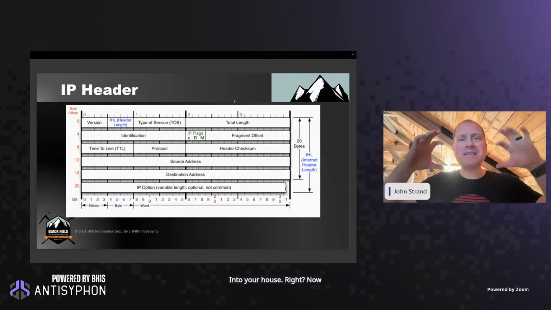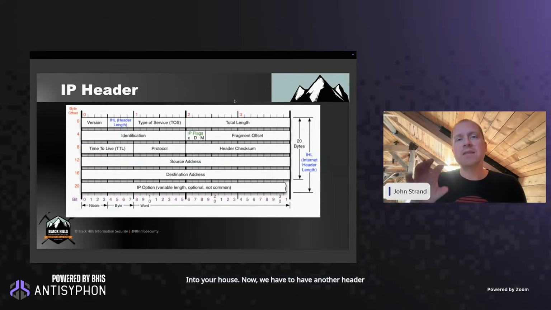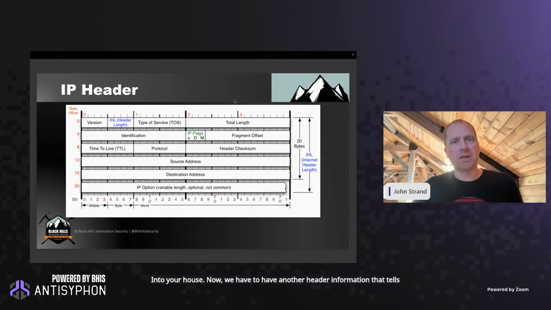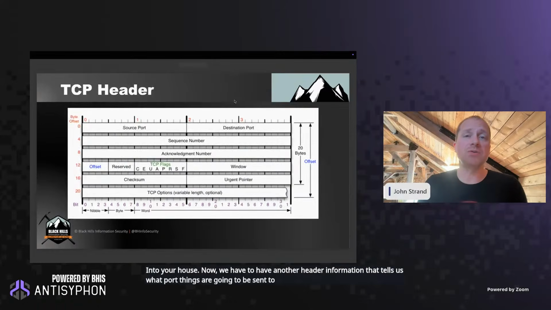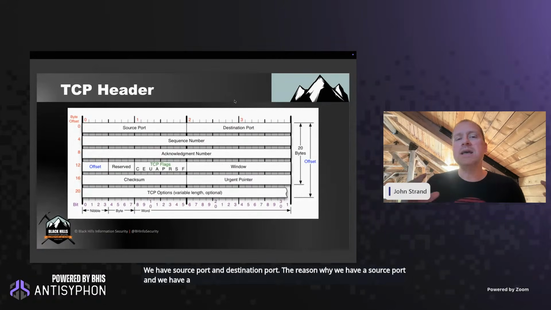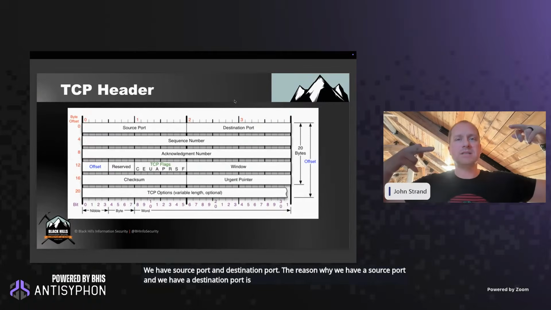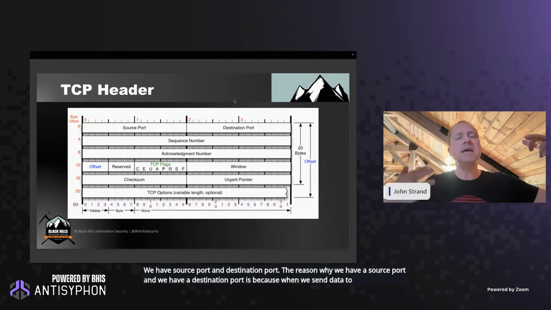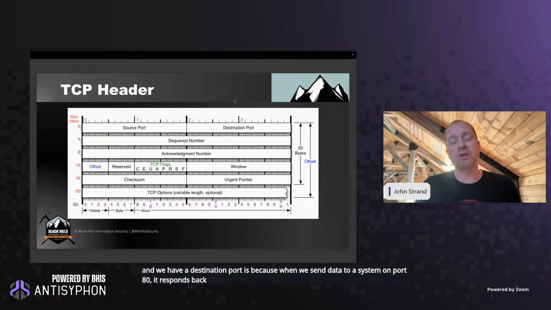Now, we have to have another header that tells us what port things are going to be sent to. And for that, we use the TCP header. We have source port and destination port. The reason we have a source port and a destination port is because when we send data to a system on port 80, it responds back to the port it originated from.